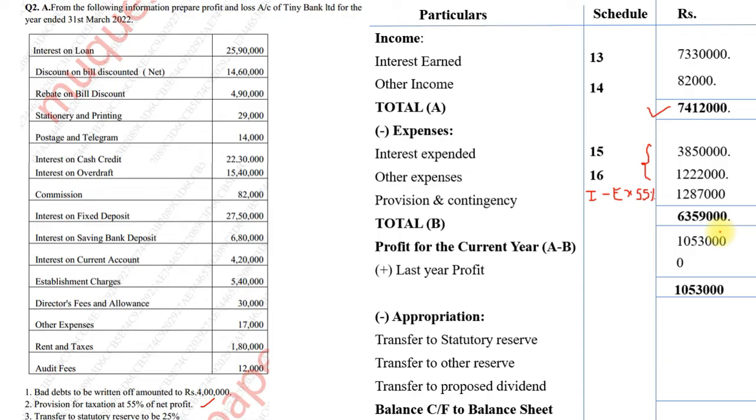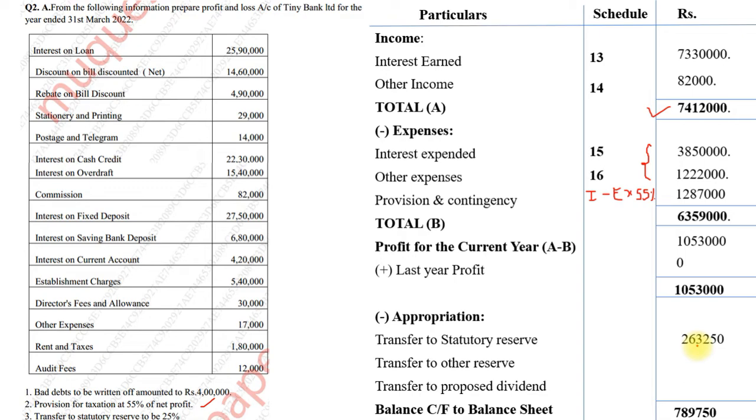Now from that 10 lakh 53,000, they are giving you transfer to statutory reserve at 25%. So 25% of it comes to 2,63,250. That will go to statutory reserve, and the remaining balance, that is your net profit minus reserve, will go to the balance sheet as 7 lakh 89,750.